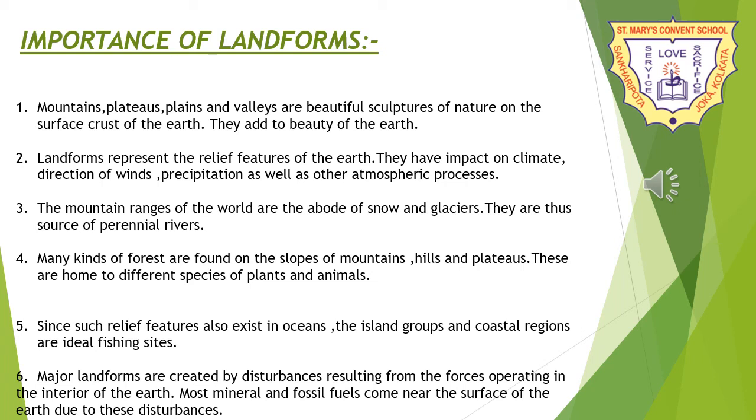The mountain ranges of the world are the abode of snow and glaciers. They are the source of perennial rivers. Many kinds of forests are found on the slopes of the mountains, hills, and plateaus. These are homes to different species of plants and animals. Since such relief features also exist in oceans, the island groups and coastal regions are ideal for fishing.